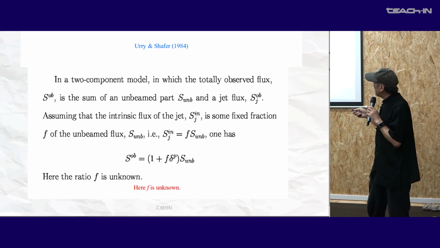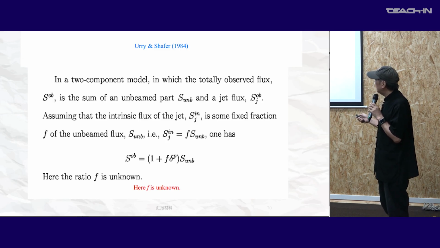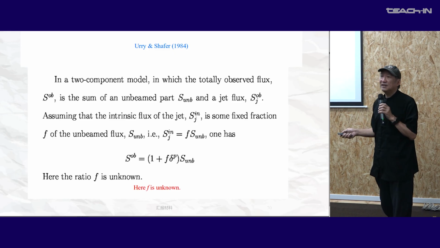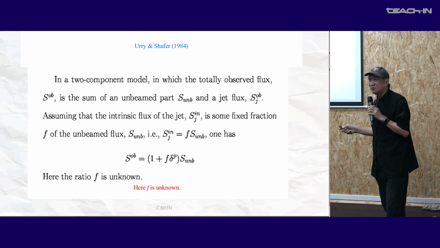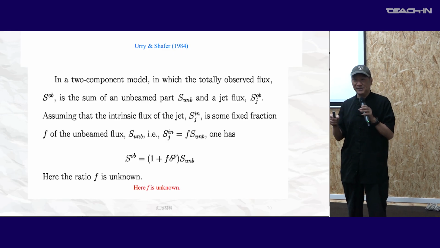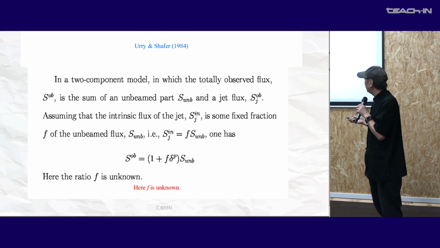From the two-component model, the observed emission can be described this way. This F is the ratio between the intrinsic jet and the extended emission. F is unknown. This is the Doppler factor, and this is the extended emission. Then if we have some method to get F, we can know whether there is any difference between them. Now, how to do that?